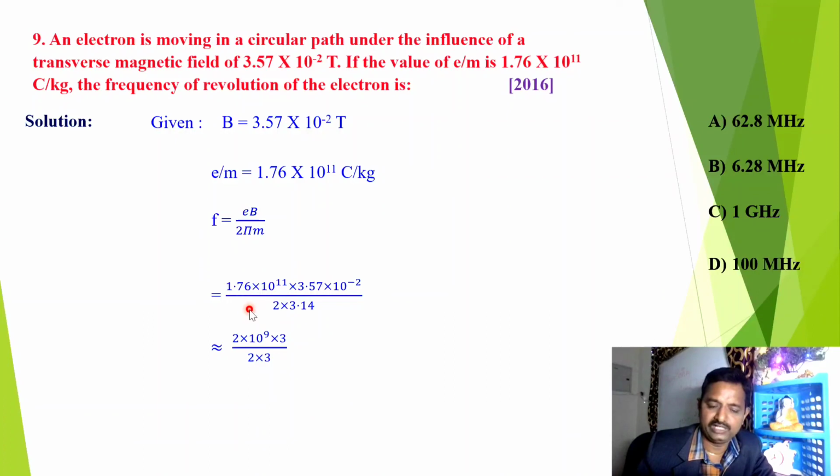See, instead of 1.76 I will take 2. So I will get 2 into 10 power 9, and instead of 3.57 I will take 3, and in the denominator instead of 3.14 I will take 3 to get the answer easily. So I got 10 power 9 hertz, which means 1 gigahertz. So from the given options, option C is the answer, my dear.